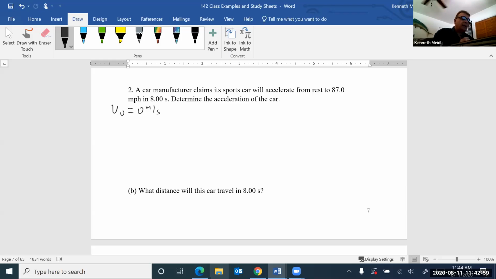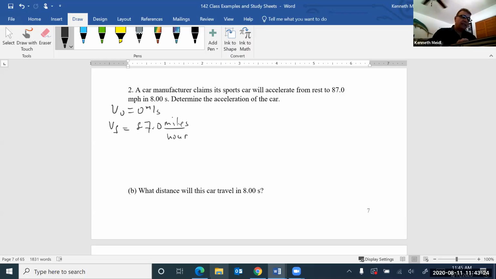0 meters per second. Its final speed, it gets to 87 miles per hour. Okay, I can't mix and match meters per second with miles per hour.